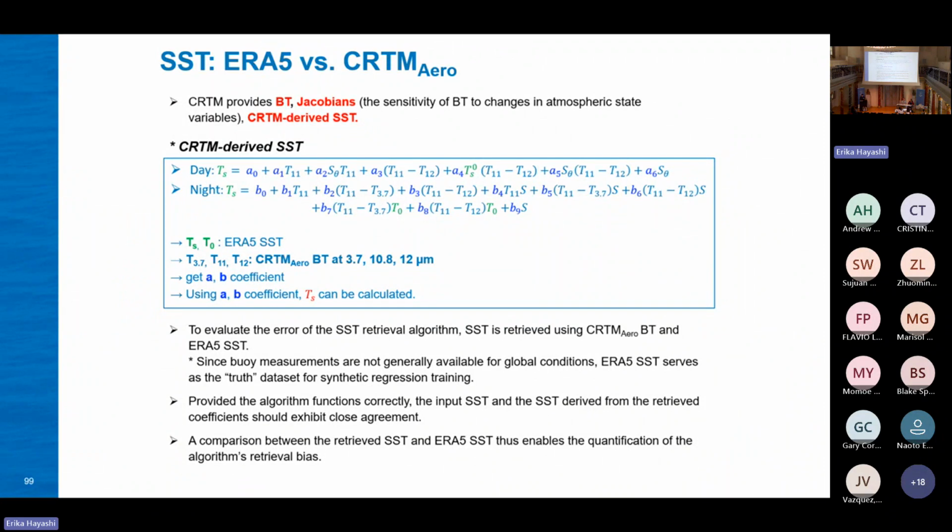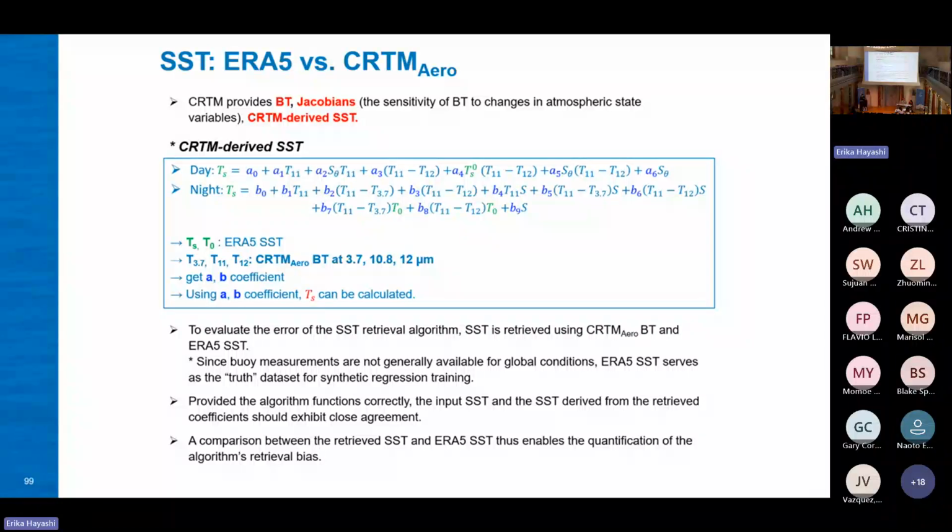This equation is the ex-post Metal Bay cell SST retrieval algorithm. As mentioned earlier, the SST retrieval algorithm has some errors due to the assumption of a linear relationship. So to evaluate the error of the SST retrieval algorithm, SST is retrieved using CRTM simulated brightness temperature and ERA5 SST. Here we use the ERA5 SST as reference because buoy measurements are not generally available for global condition.